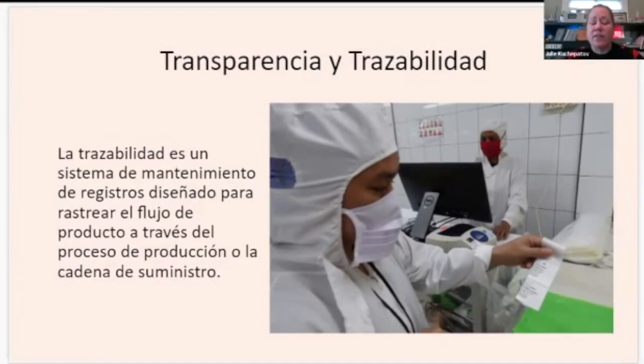So the definition of traceability is a record-keeping system designed to track the flow of product through the production process or supply chain. Para dar una definición concreta, la trazabilidad es un sistema de mantenimiento de registros diseñado para rastrear el flujo de productos a través de un proceso de producción o cadena de suministros.